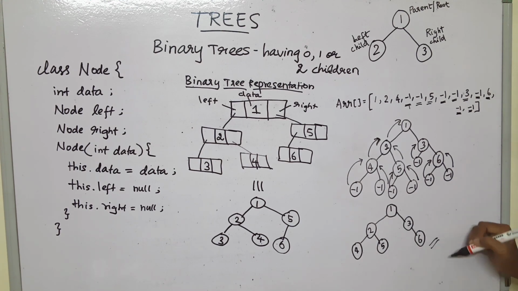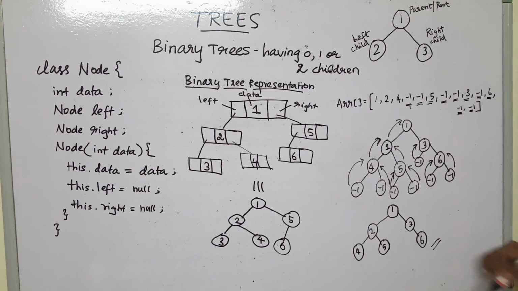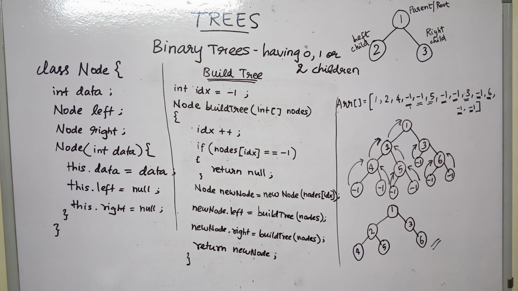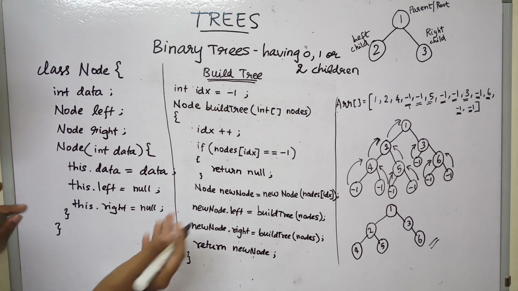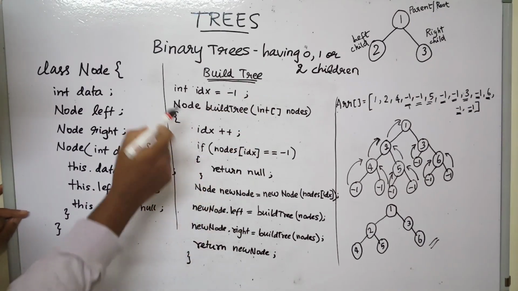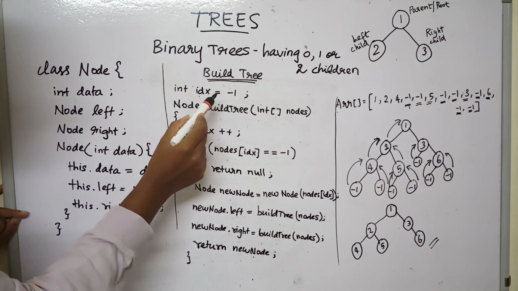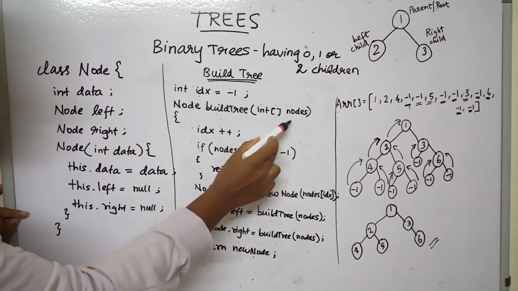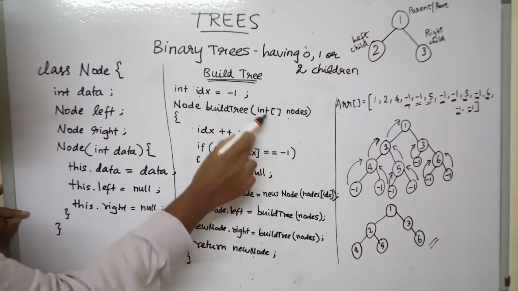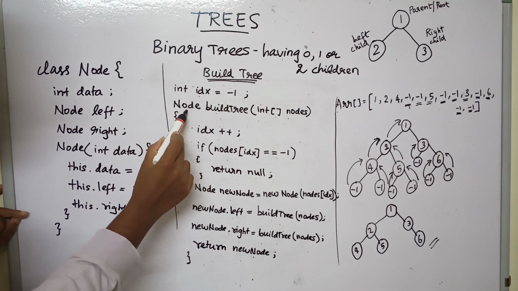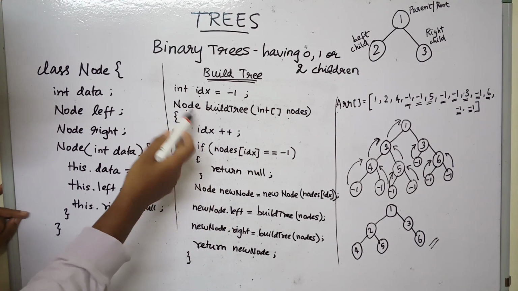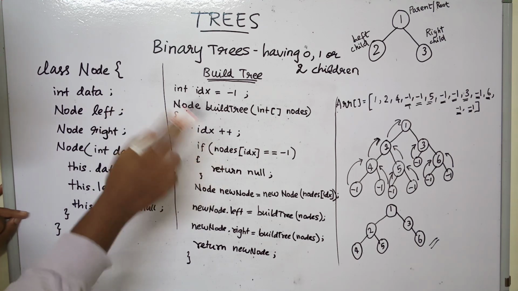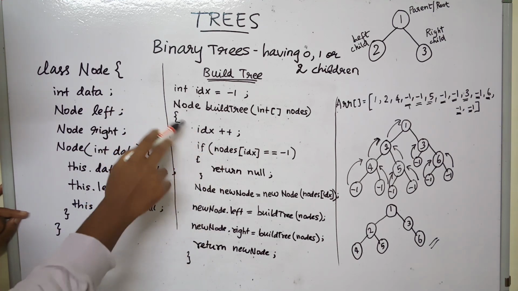Finally, this is the binary tree which is being created from this array of nodes. Now we'll see how to code this. This is the code for build tree. First, I'm having a variable index which is initialized to -1. Next, I am having a function build tree in which I am passing the nodes array as a parameter to it, and the return type of this function is node. Why? Because we will be returning the root node of the binary tree.